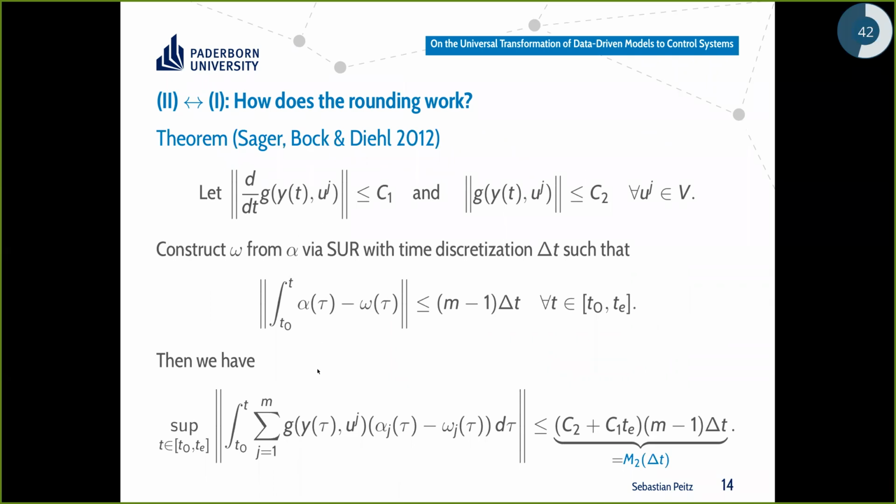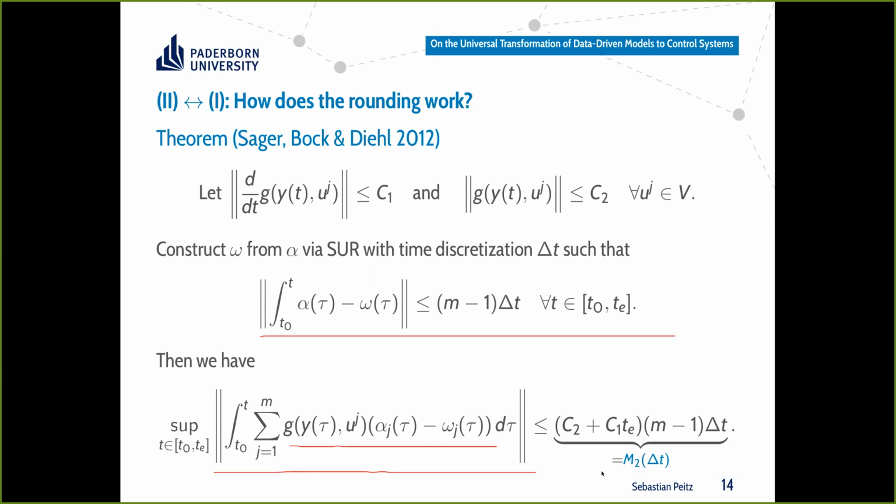Next, we need to relate the convexified system with the rounded one, with the integer solution. And this is the original result by Sager, Bock, and Diehl, that's saying if the time derivative of your right-hand side G is bounded as well as G itself by these constants C1 and C2, and you have the sum-up rounding procedure that guarantees that these two functions alpha and omega do not differ too much over your time horizon, then you can show that the difference in these two trajectories can be bounded by these constants C1 and C2 and this time step delta t. So you see, again, if we take this delta t sufficiently small, then we can guarantee that your switched system, your integer system, creates the same trajectories as your continuous input system.